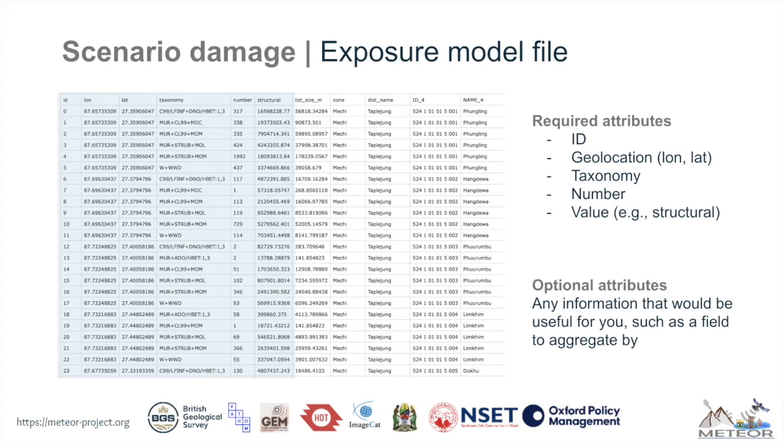The required attributes include a unique ID, the geolocation or long lat, the taxonomy building class, the number of buildings at that site and within that class, and the replacement value, or the value for each loss type that you want to consider. In this case, we are only looking at a structural loss type, and so that is indicated there. But additionally, you can include any additional attributes that will be helpful for you.